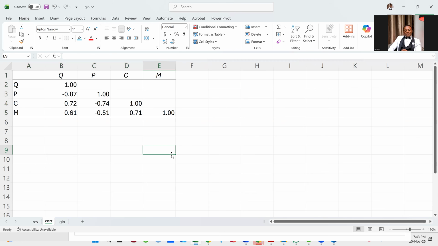So this is a correlation matrix. We want to do the same thing in Python, because Excel doesn't give us the p-values. Anytime you want to know whether something is strong, you check the p-value. We just did that for normality.